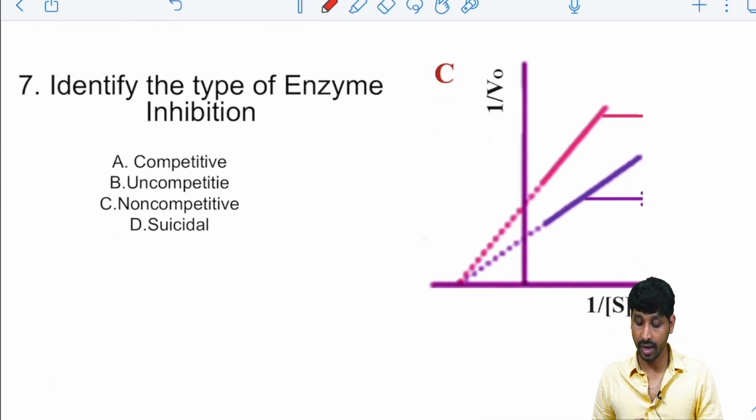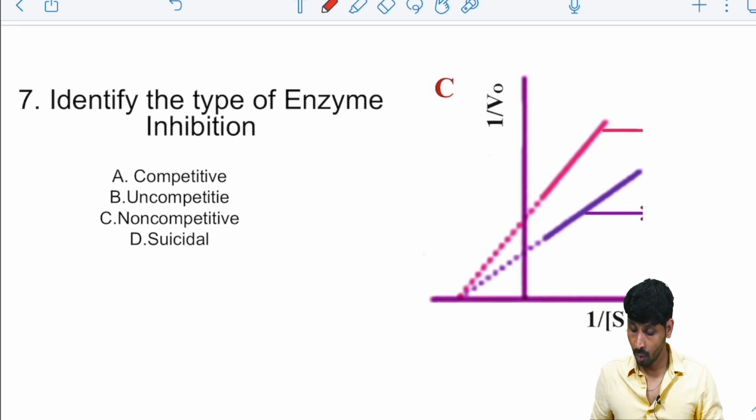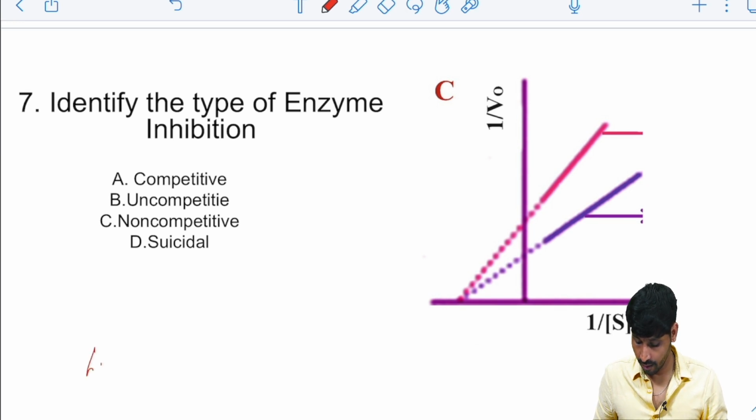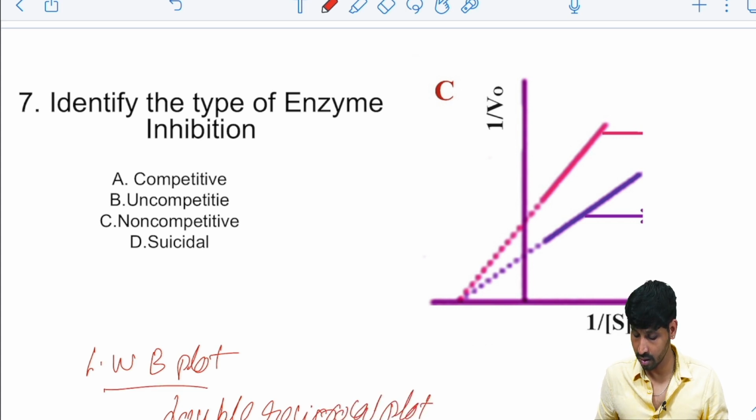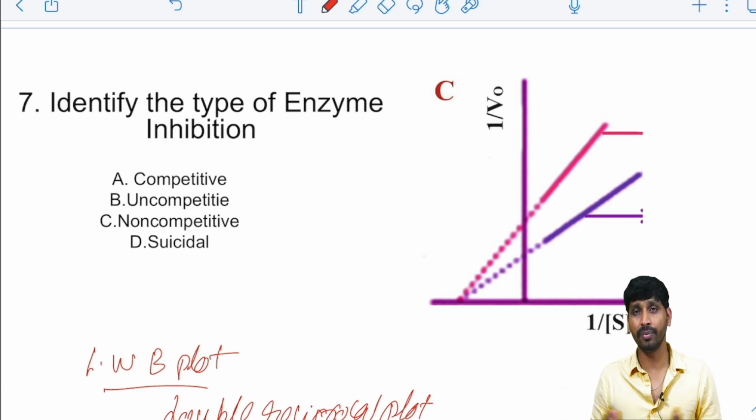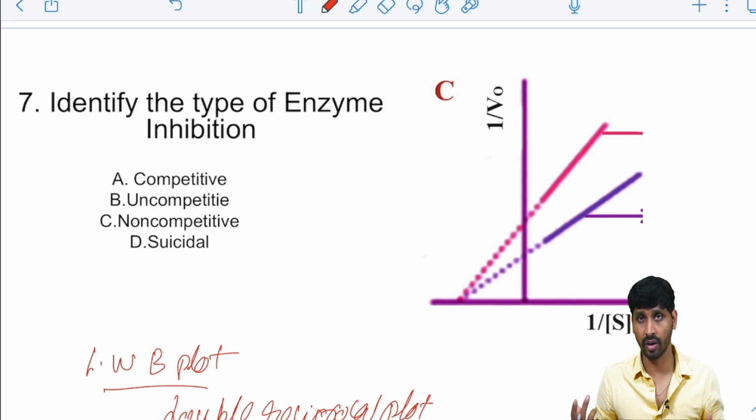Seventh question, identify the type of enzyme inhibition in the image shown. So this is a Lineweaver-Burk plot or double reciprocal plot. What is the use of this? In Michaelis-Menten's plot, it is very difficult to find out the maximum velocity of the enzyme by providing a high concentration of substrate, right? So it is not possible all the time. That's why for our convenience we use this Lineweaver-Burk plot or double reciprocal plot. With a small amount of substrate concentration itself, we can find the maximum velocity of the enzyme.